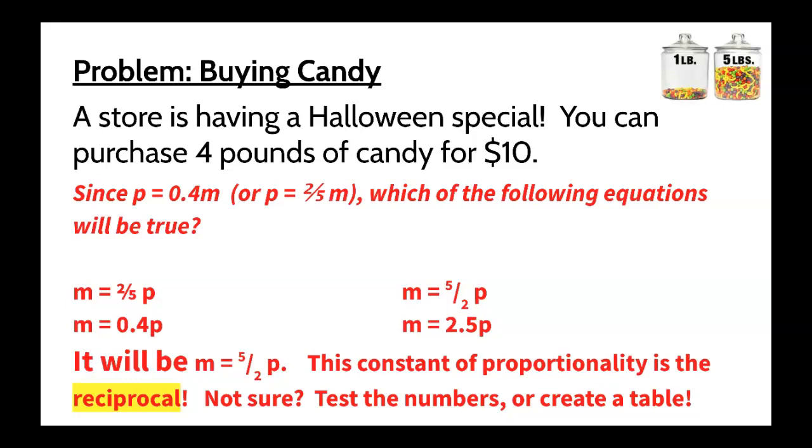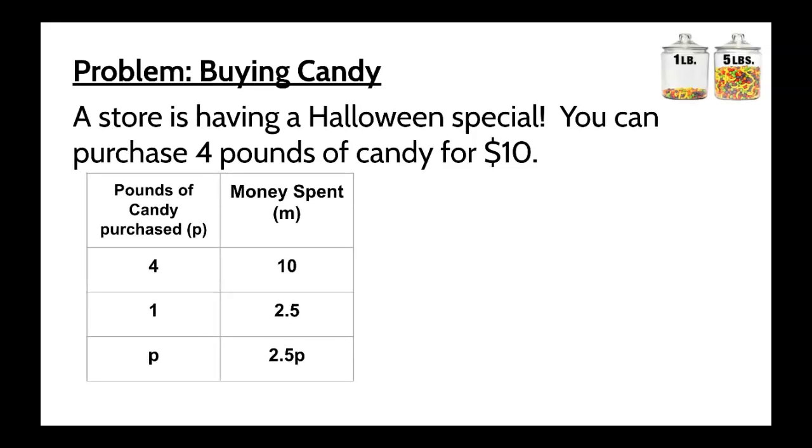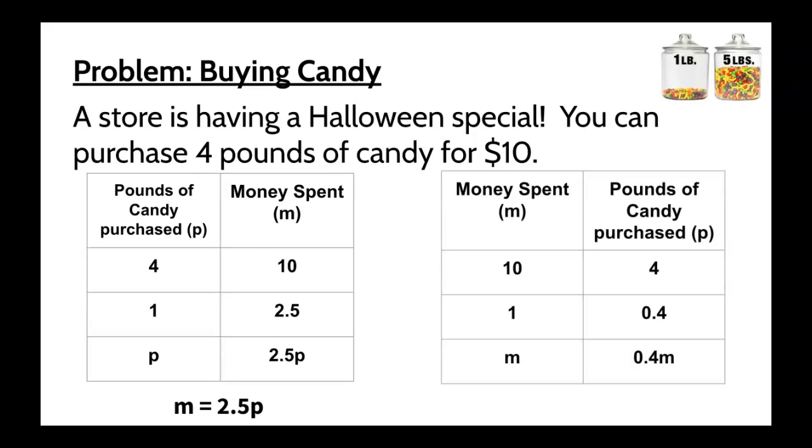And if you're not sure, test out the numbers or try creating a table. You were so fantastic at these tables in class. If you made a table and put 4 pounds of candy was $10, and then looked for your unit rate for 1 pound of candy, how much it would cost, and how about for P pounds of candy, you're going to see 2.5 P in the table, and it helps you realize that the money spent, M, is 2.5 P. And if you make your other table where your money spent is on your left and your pounds of candy is on your right, you can do the same idea and figure out that P equals 0.4 M.